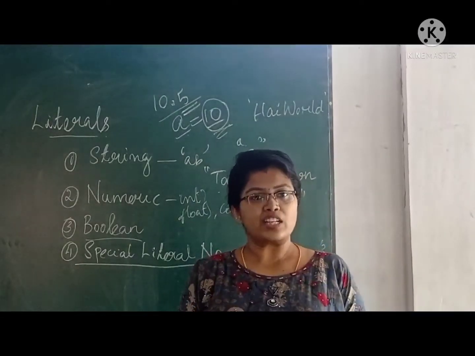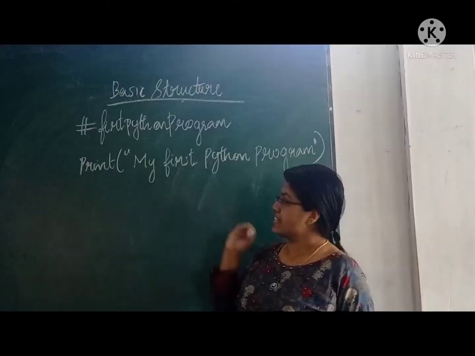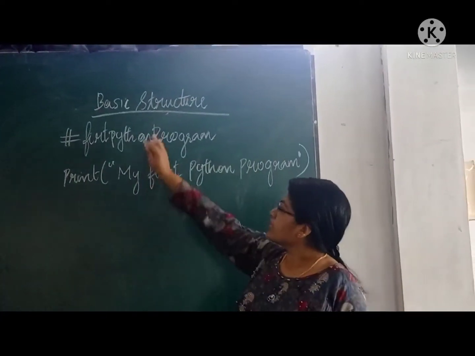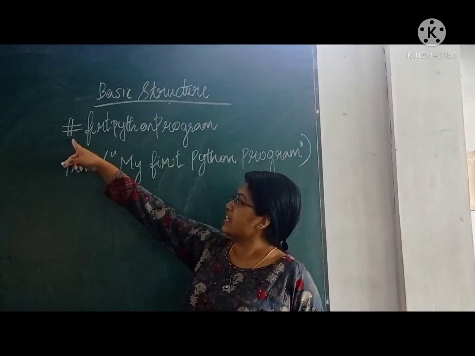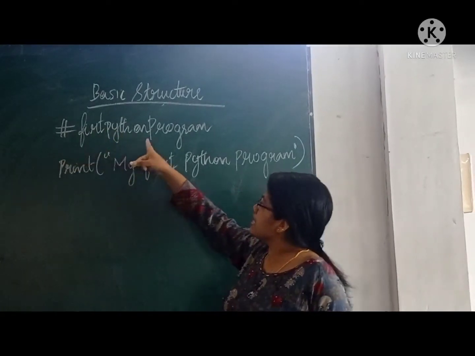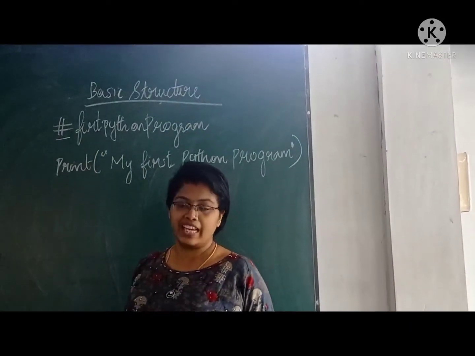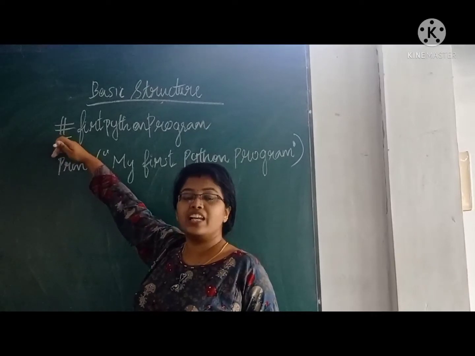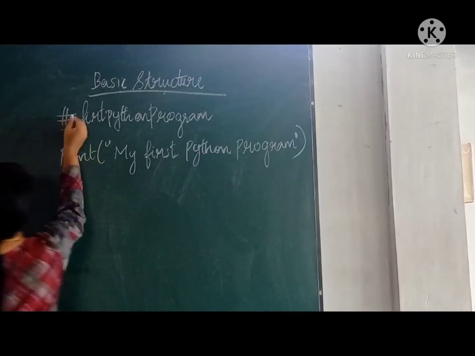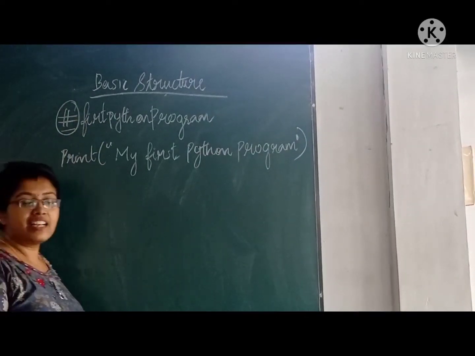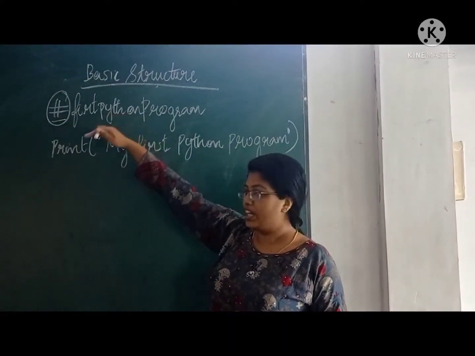What is the basic structure of a simple program written in Python? This is the basic structure, a simple program that I wrote in the Python language. Here you can see a hash symbol. "# first Python program" is a comment line. We start the line with a hash symbol, which means the compiler will not take this line, so it is a comment line and will not execute. After the comment line, execution will start.